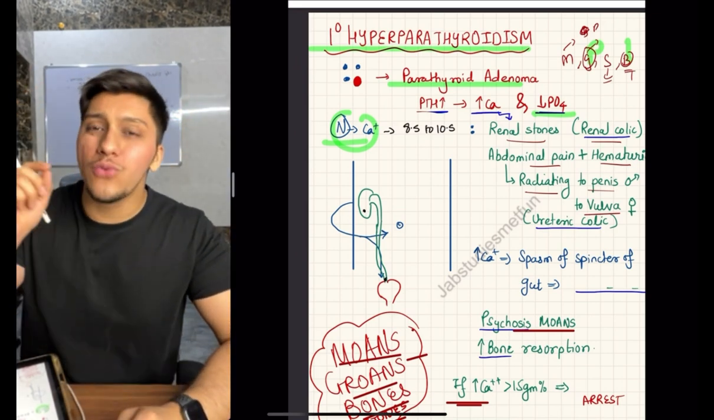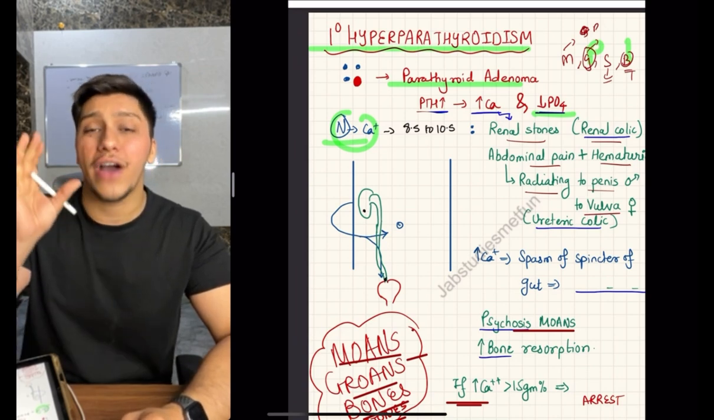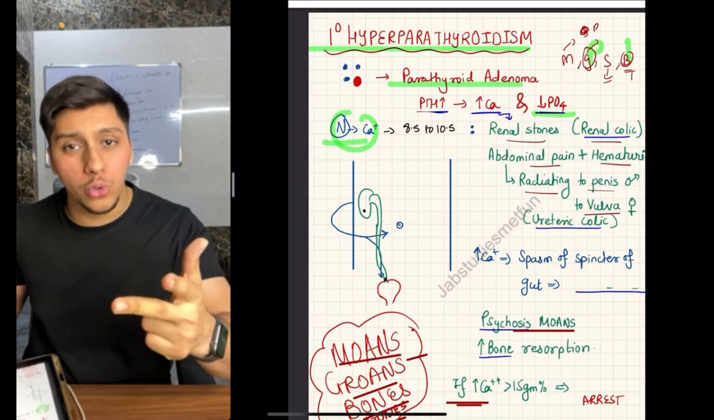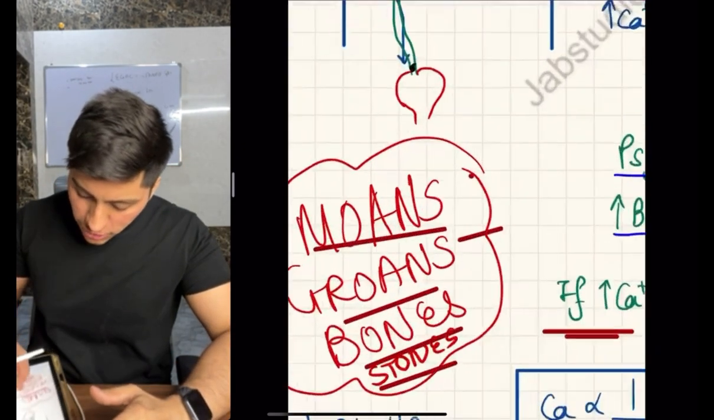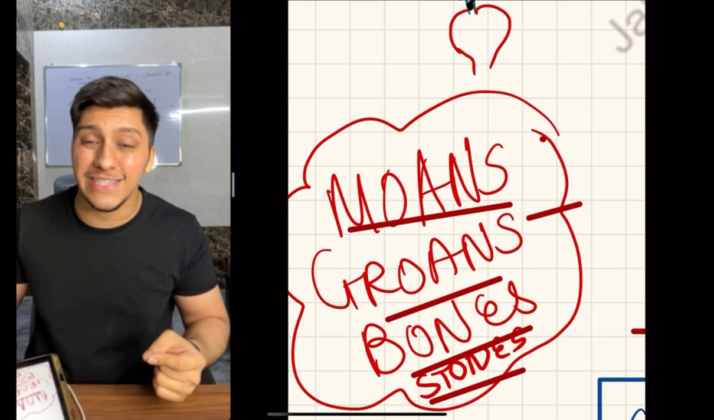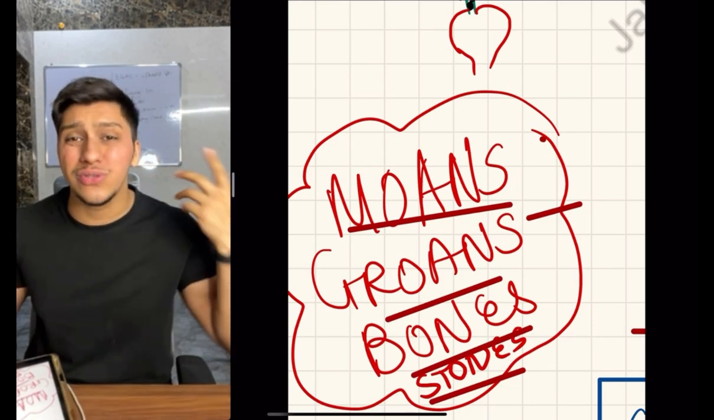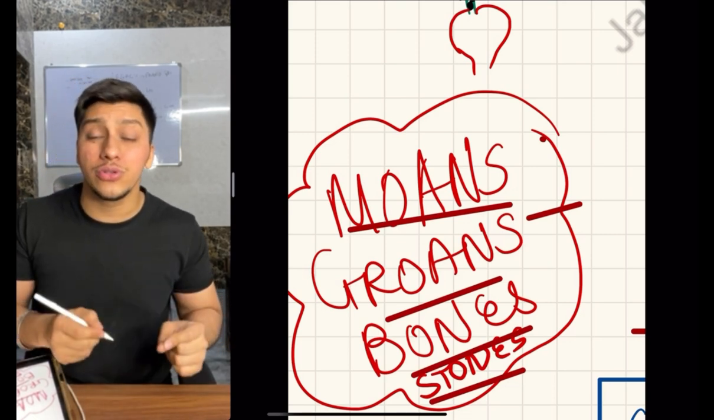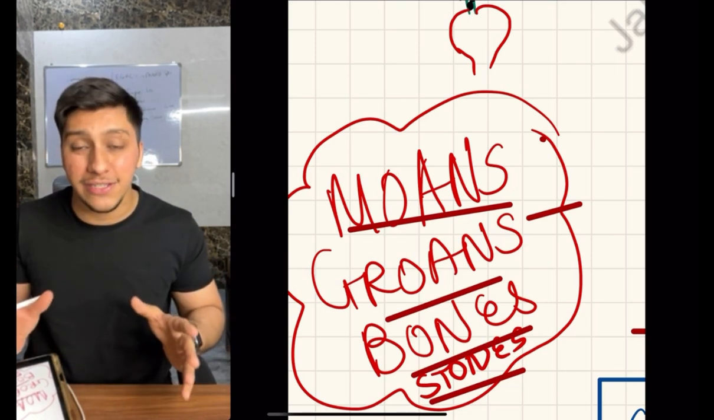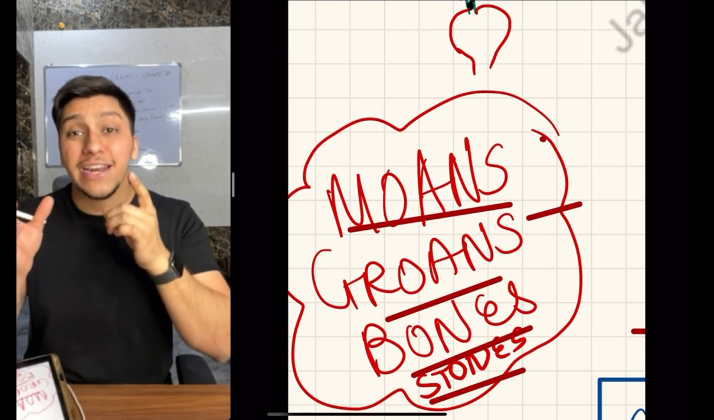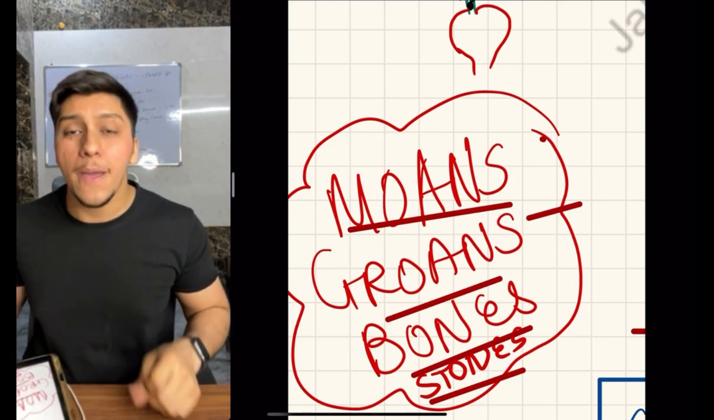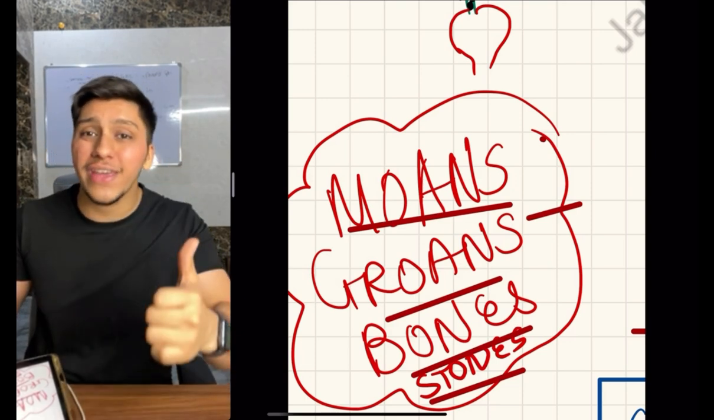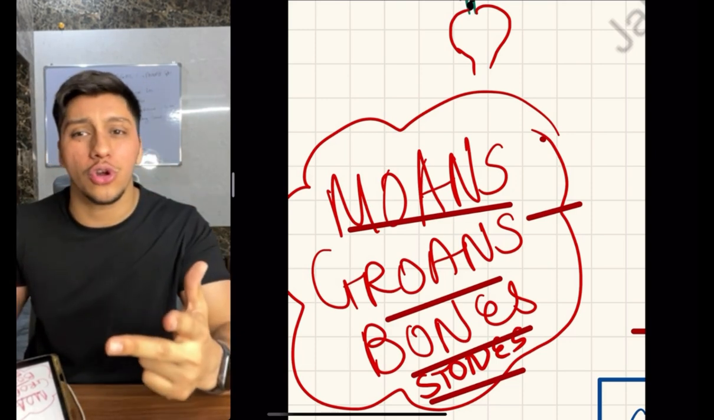If you want to remember the classic history of hyperparathyroidism, remember this mnemonic: moans, groans, bones, and stones. Moans are related to psychiatric issues because of hypercalcemia: hallucinations, the patient can get depressed, fatigue, a lot of that. Groans, G for gastrointestinal effects. Because calcium is high and calcium causes contraction of the sphincters, the patient will suffer from cramping, abdominal pain, constipation. So C for calcium, C for constipation.